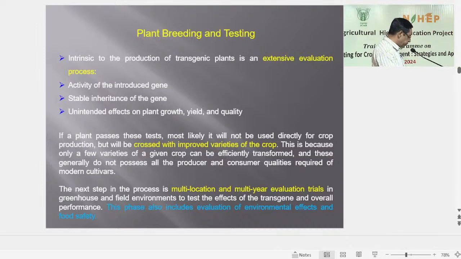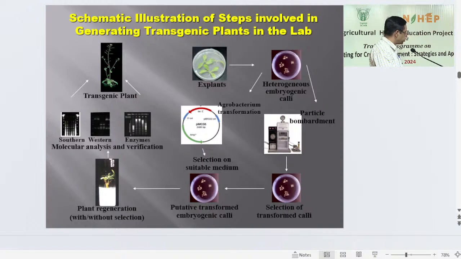So if you put it in perspective, you start with the explant, go for agrobacterium transformation or particle bombardment, maybe you can produce calli, you select on a suitable medium, and eventually you have putative transformed embryogenic calli. You select the transformed cells, go for regeneration, and eventually do the basic molecular biology, go for the Southern analysis to see whether the gene has integrated into the genome. If you are doing it at a more advanced level, you can do the Western, with antibodies designed for that particular protein, particularly for the cry genes, and eventually you land up with the transgenic plant.